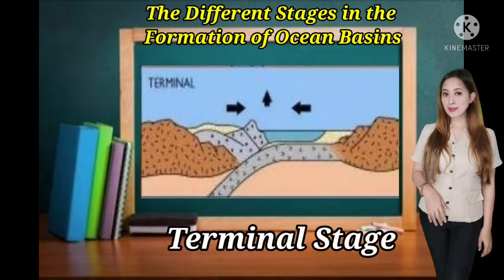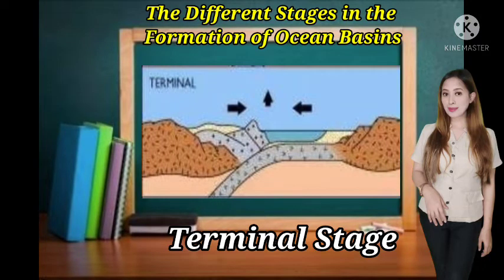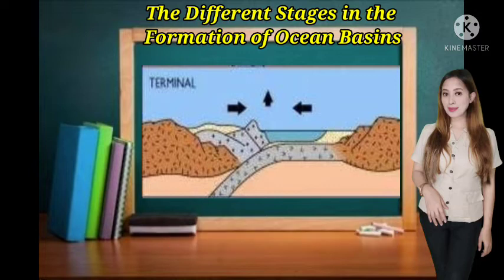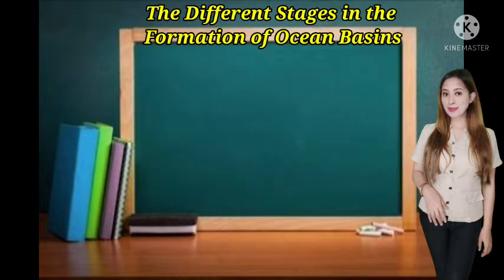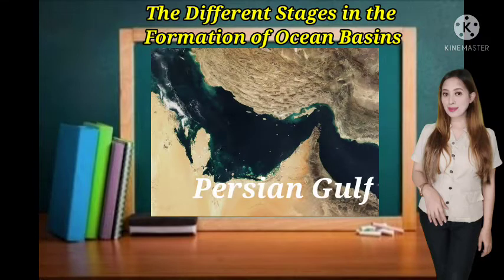In the terminal stage, the ocean basin that has been created is shallow. Meanwhile, to know which ocean is in the terminal stage or not, you can see the existence of young mountains in the ocean. If the ocean or the seas are narrow, irregular, and have young mountains there, it means that the ocean or sea is in the terminal stage. An example of a sea that is in the terminal stage is the Mediterranean Sea. Another example of the terminal stage is the Persian Gulf.